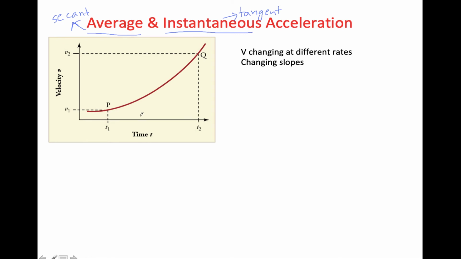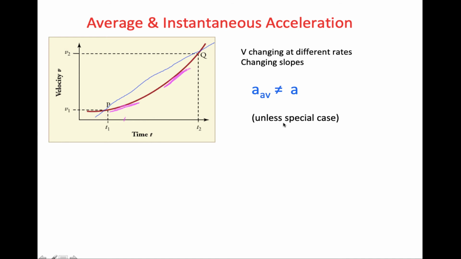If we want to find out average acceleration over the given interval from point P to Q, we will draw a secant line and look at its slope. But if we want to find out instantaneous acceleration at a particular time, let's say at this time, we will need to draw a tangent line at that point and look at its slope. Similarly for here, I will draw a tangent line like so. You can see that the slope of the secant line is not generally matching the slope of the tangent lines. So average and instantaneous acceleration are usually not equal, unless there is a special case which is shown in this graph.